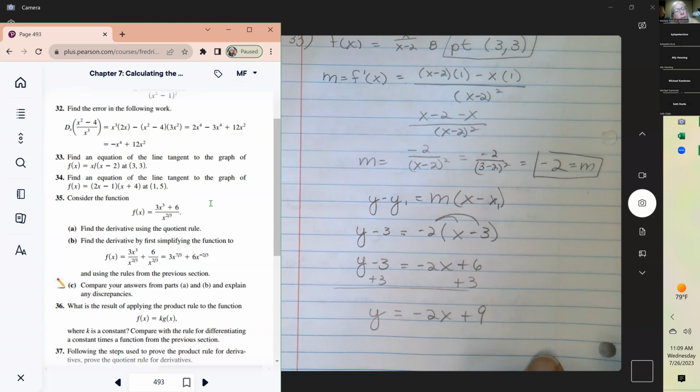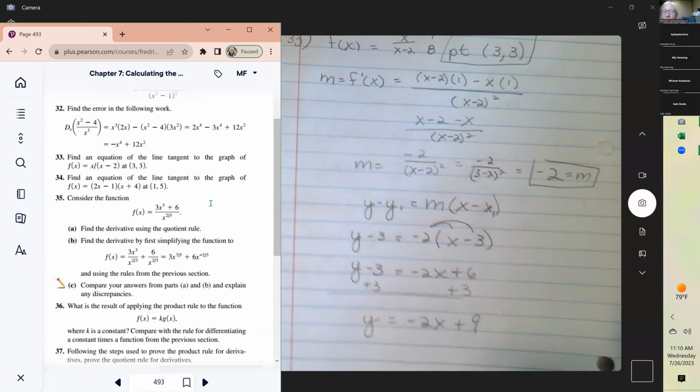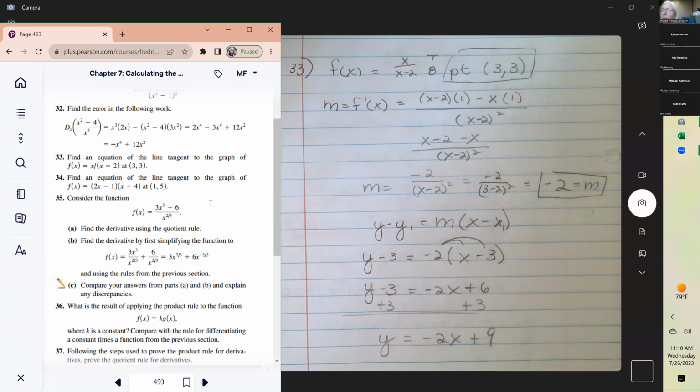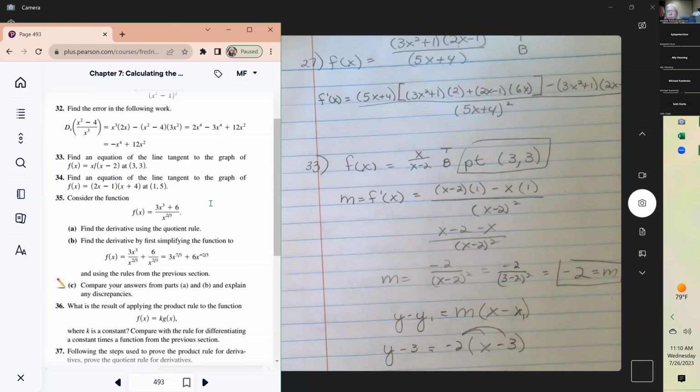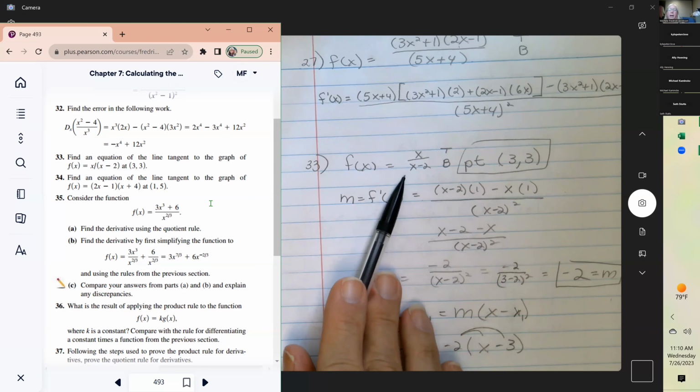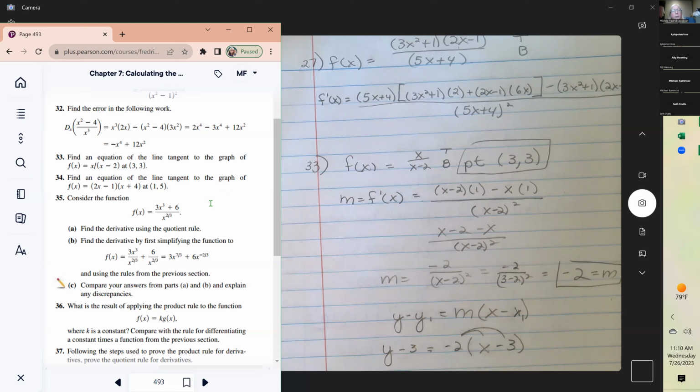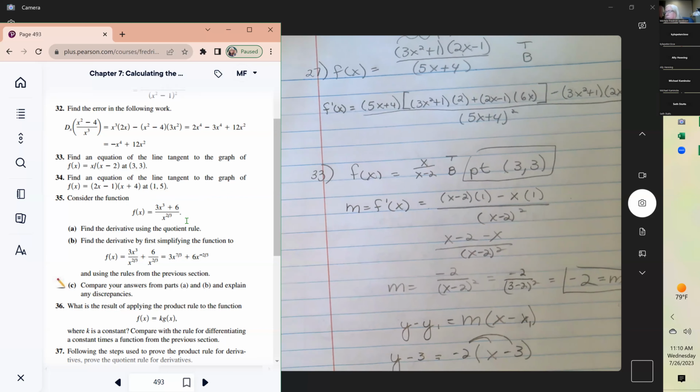Okay, try number 34, except notice that's a product rule. And on the test, I will say using the product rule. That way you have to, you can't just FOIL it. This one you wouldn't be able to simplify, you'd have to use the quotient rule. This one you could FOIL, but I will say using the product rule.